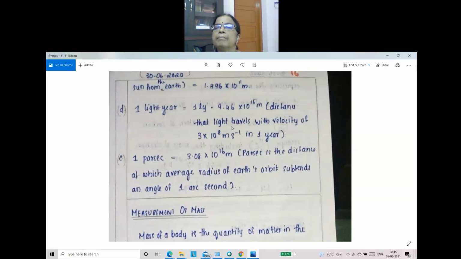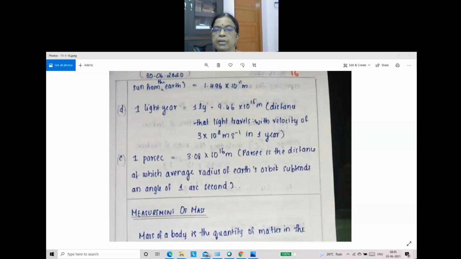What is the velocity of light, children? Anyone? Velocity of light? Lakshmi, what is the velocity of light? Lakshmi Biju. What is the velocity of light? Anyone? Nobody knows. 3 into 10 raised to 8 meter per second.